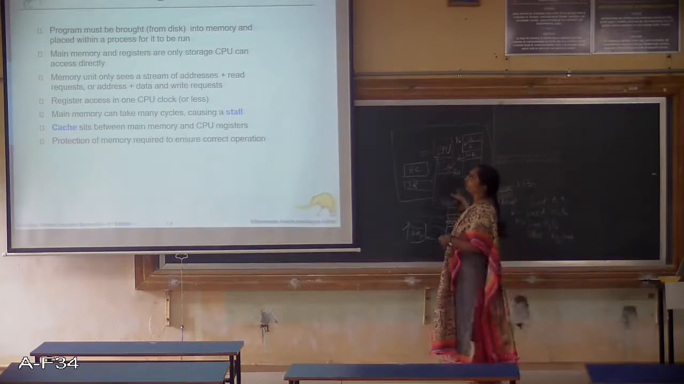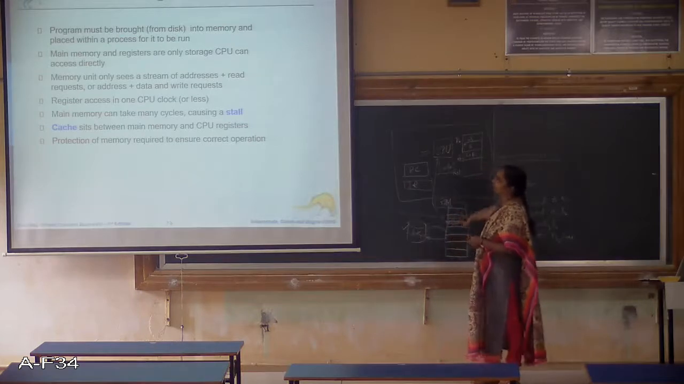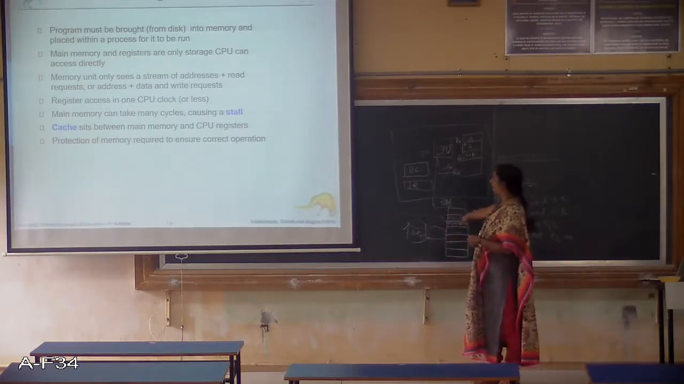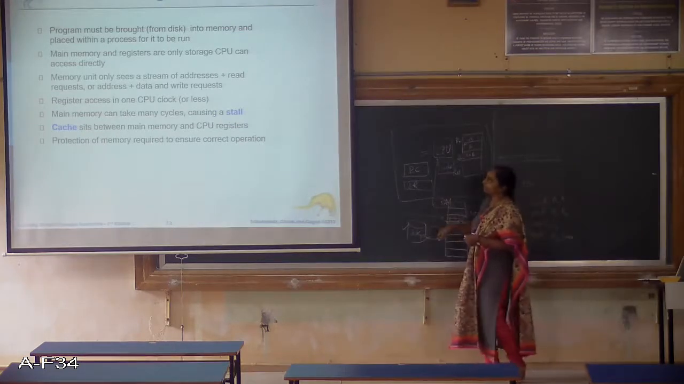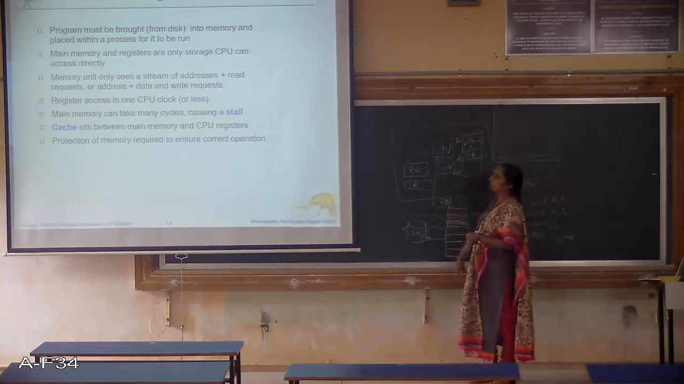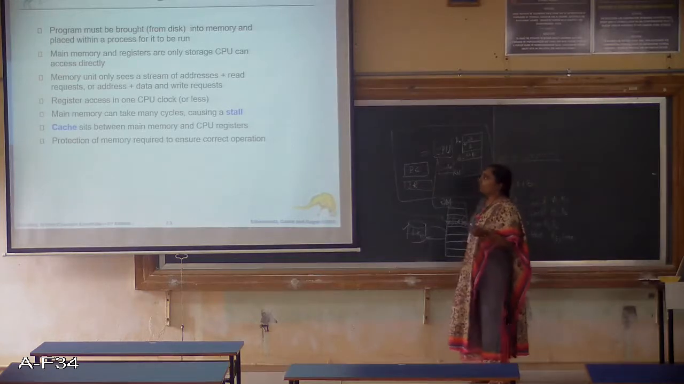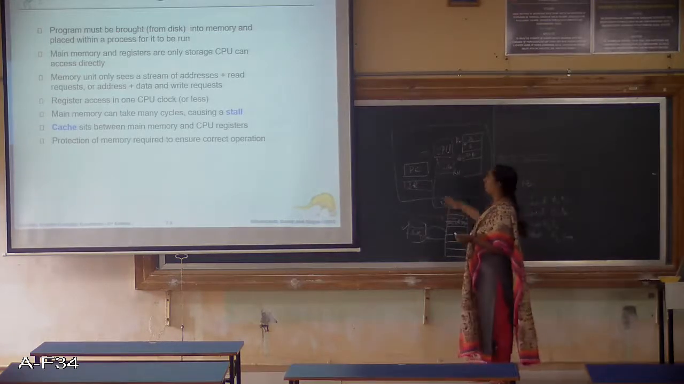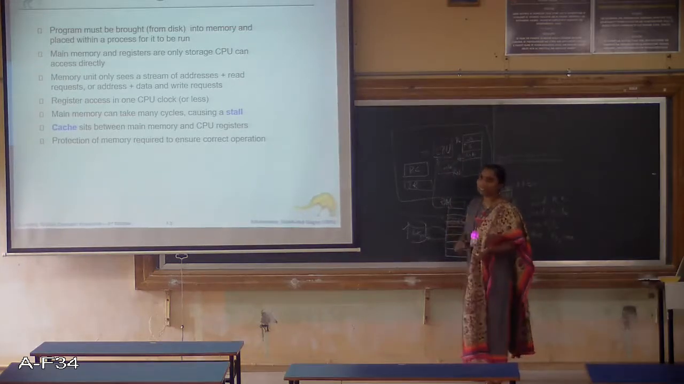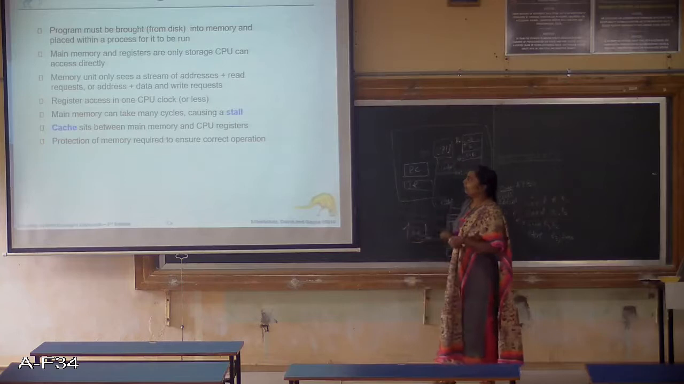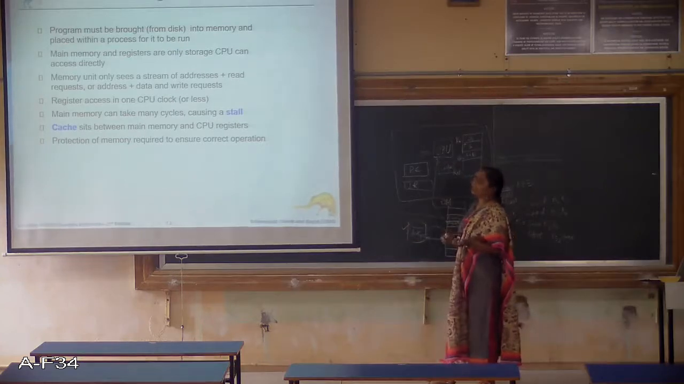So a program must be brought into the main memory from the disk. I said that from your disk, it has to be loaded into the main memory, and it has to be here for the CPU to access and execute it. Now, main memory and registers are the only storage that the CPU can access directly. The main memory unit only sees a stream of addresses.